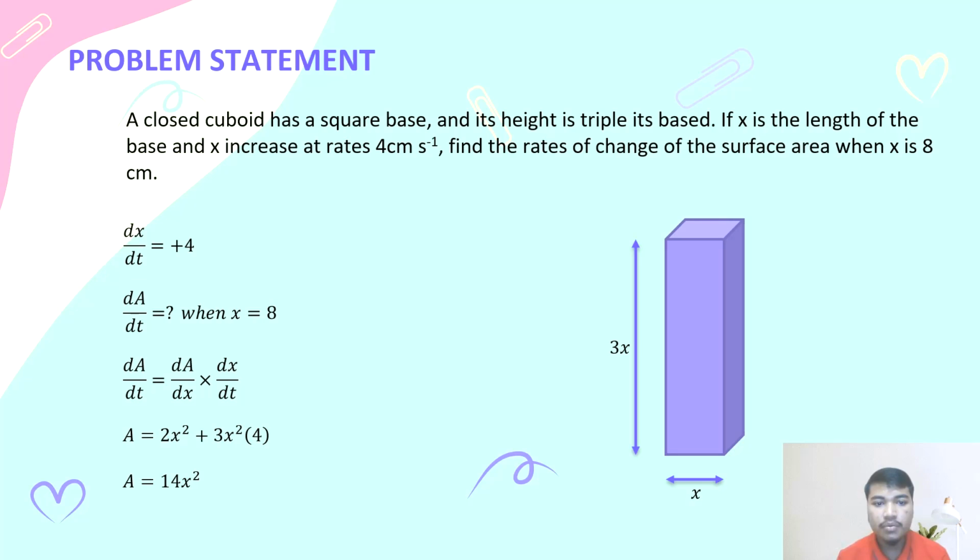Now we need to differentiate. So dA over dx equal 28x. Now we bring this back here and replace dA over dx and dx over dt. The question asks us when x equal to 8. So we need to replace x with 8. And the final answer is 896 cm squared per second.